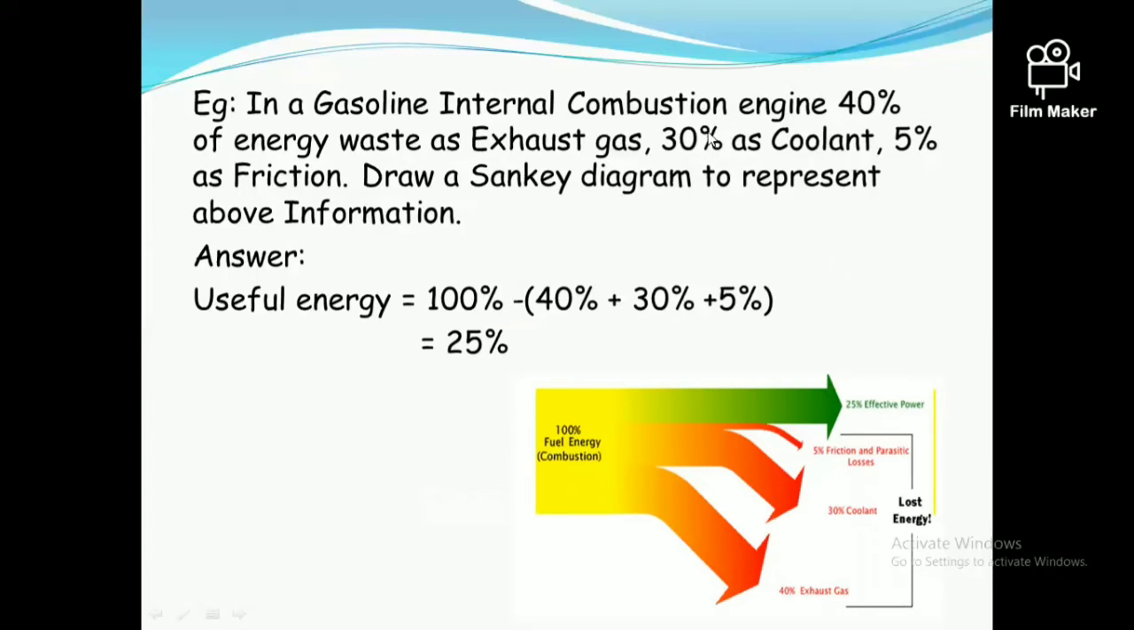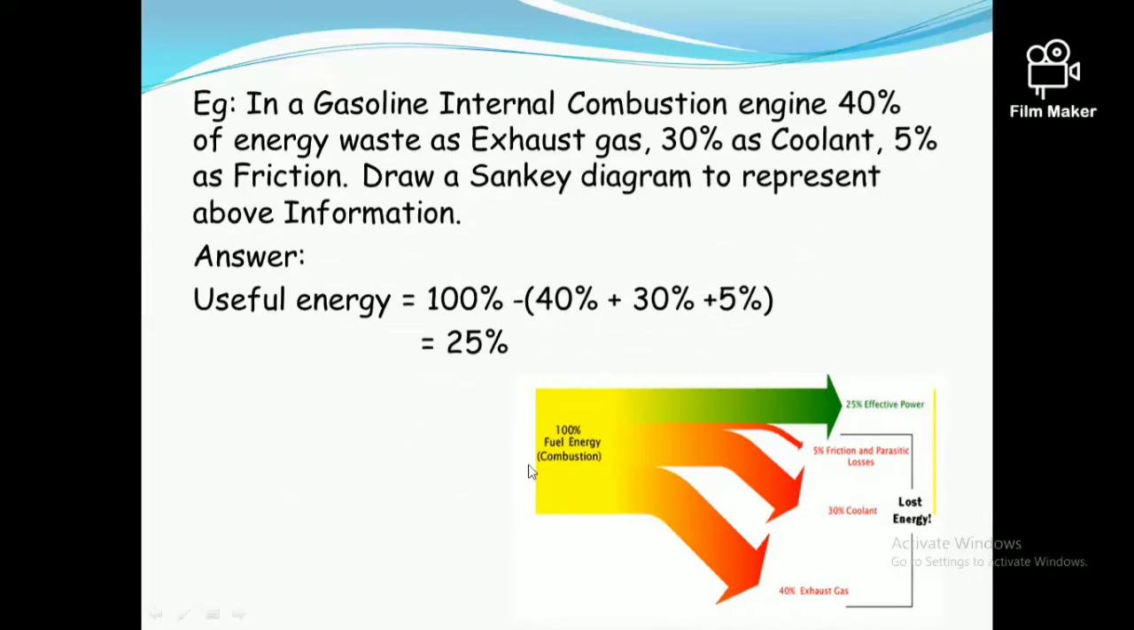If you add these percentages, see how much you get. 40 plus 30 plus 5 is 75. So what happened to the rest, the 25? This remaining 25 is the effective energy, the effective power from this combustion engine. The rest of the energy is wasted in different forms such as exhaust gas, coolant, and friction. Right? Okay. Then 25% will be useful energy.